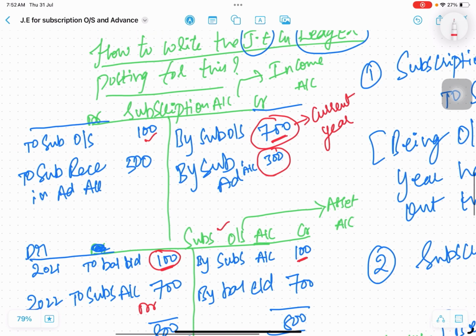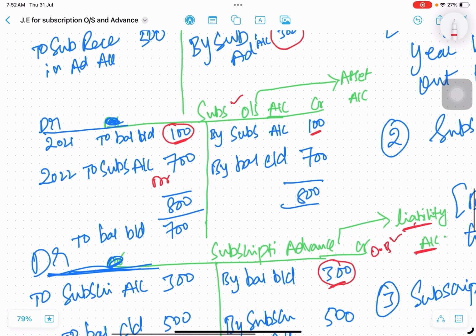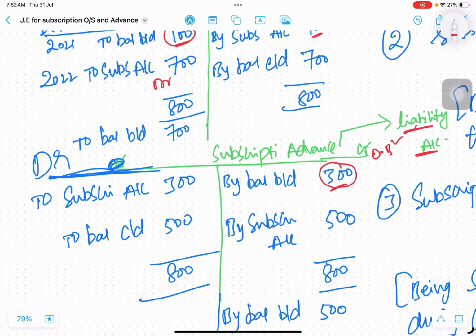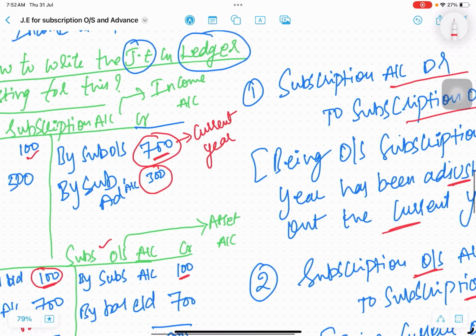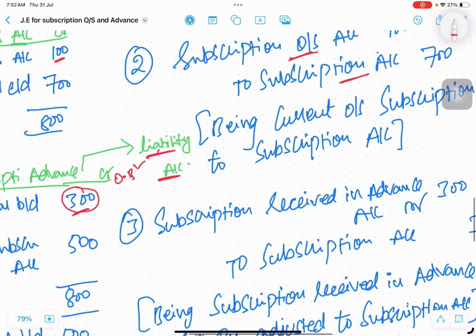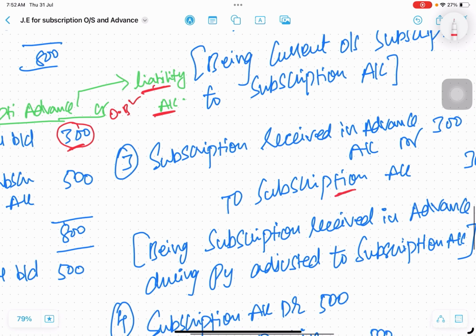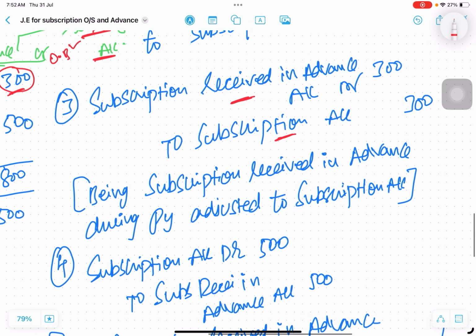If you write something on the credit side of subscription account, then you have to write on the debit side of subscription received in advance account. Yes, the entry is also simple. Credit the subscription account, debit the subscription received in advance account. Being subscription received in advance during previous year, adjusted to subscription account.